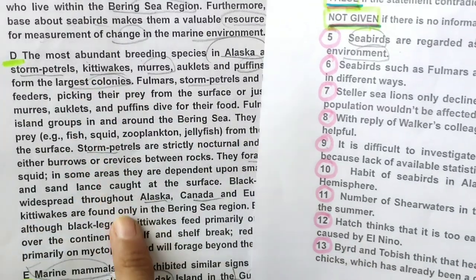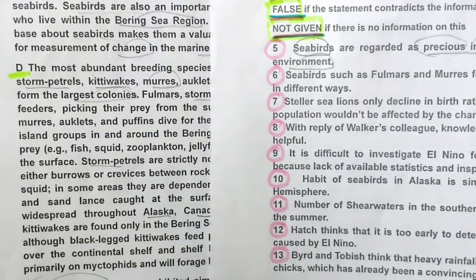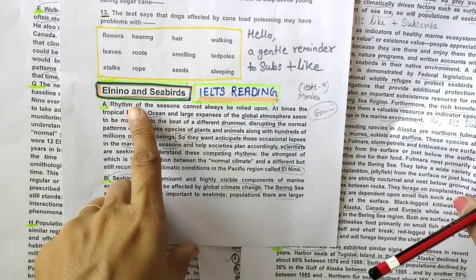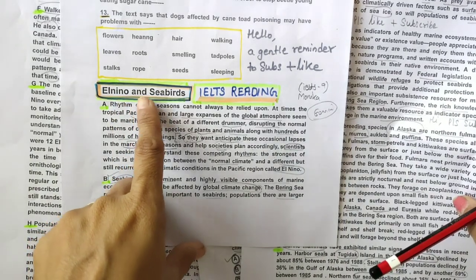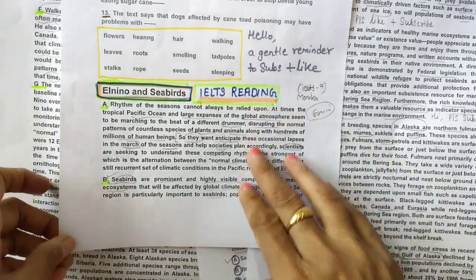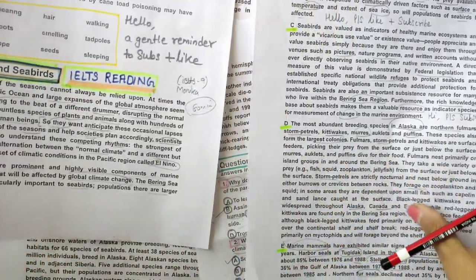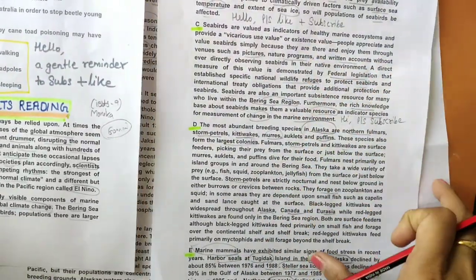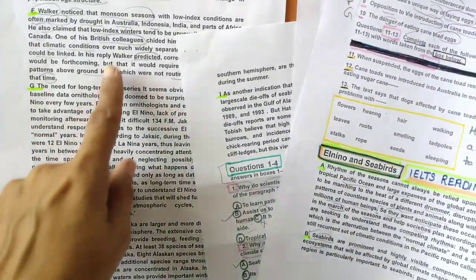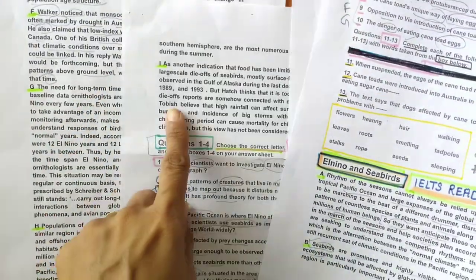The reading passage is too long, so paragraphs are from A to I. This is the name of this reading passage, El Nino and Seabirds. So I will show you the length of this reading passage. This paragraph, full page, this full page, and this full page from here to here, and this paragraph also.